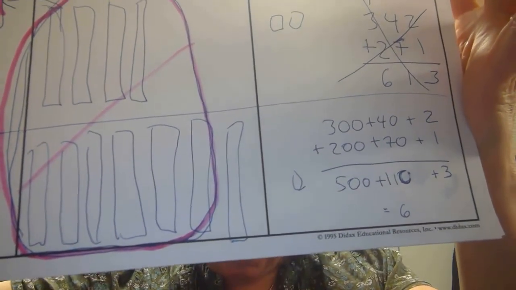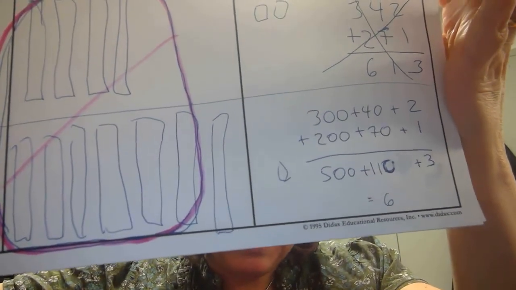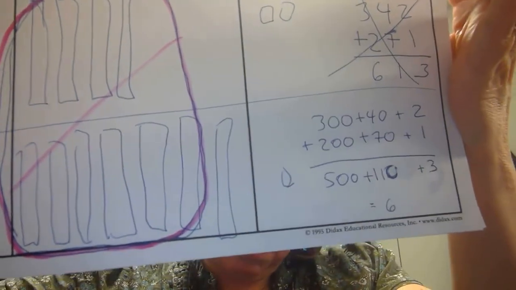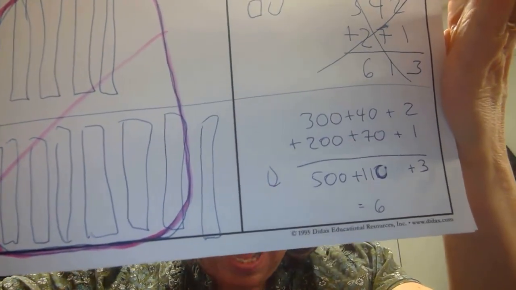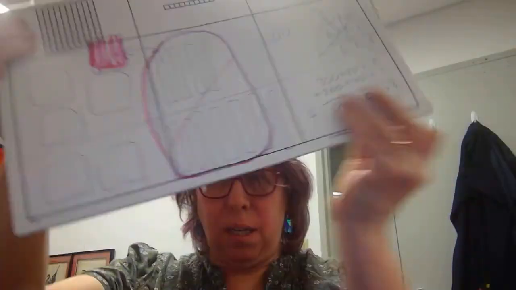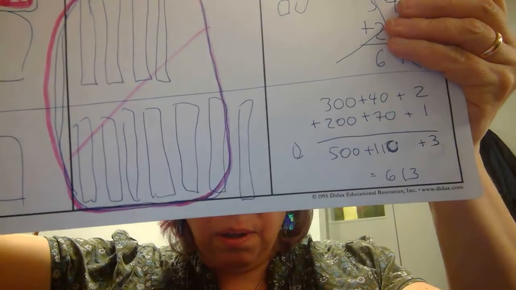That's like the base 10 blocks. You add the 2 and the 1, that's 3. You add the 40 and the 70, and that's 110. Don't carry. You add the 300 and the 200, and that's 500. And now you add them all up together, and you get 613. Just like in your usual method, right? But slower so that the students can really understand it.